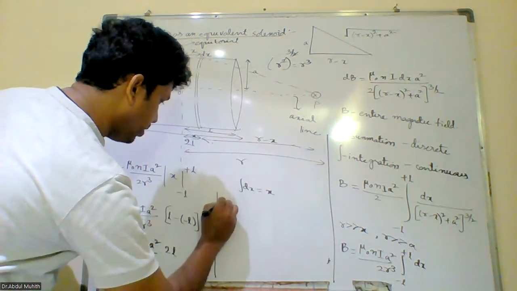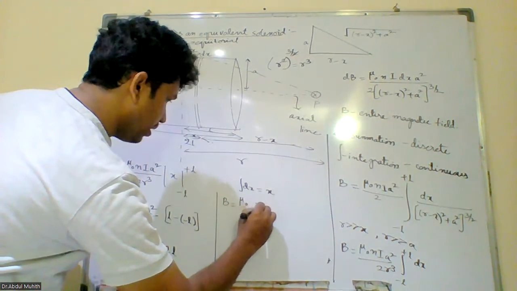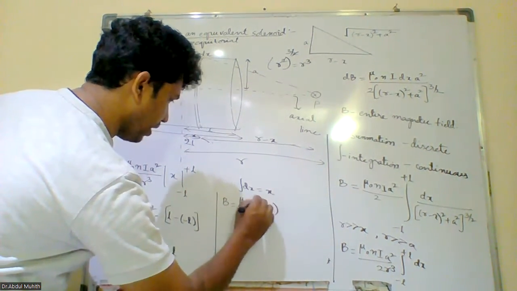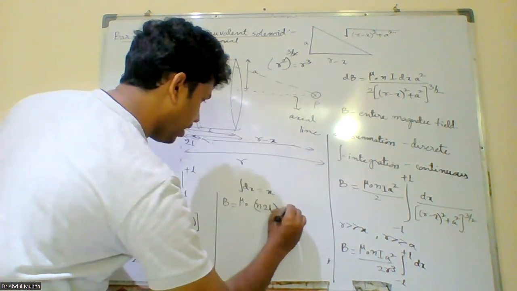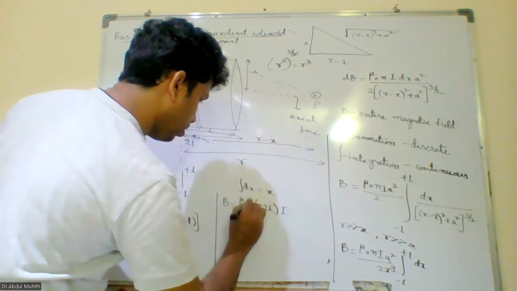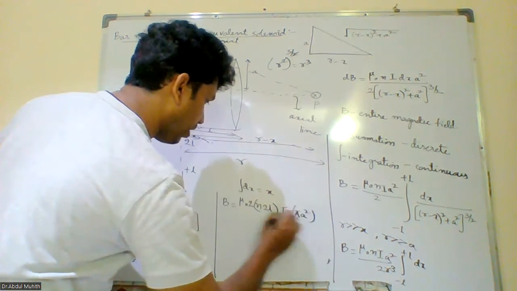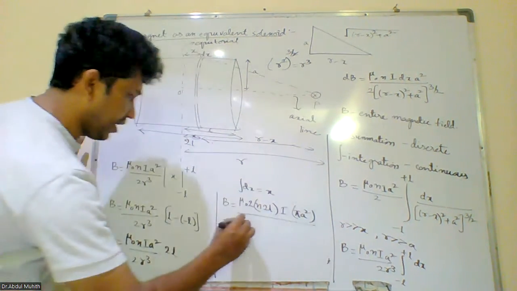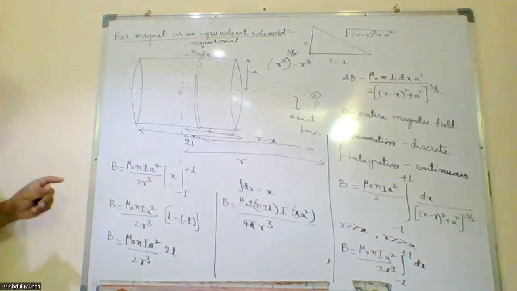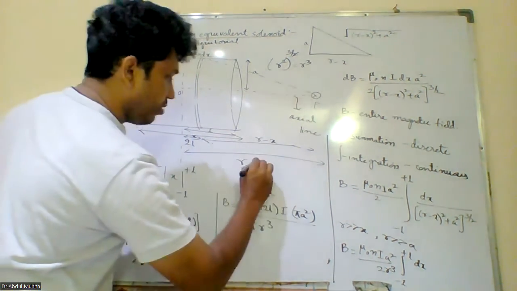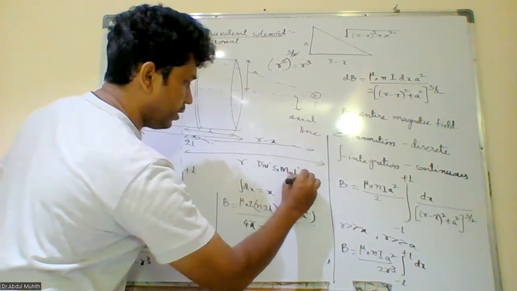So what will happen now? B is equal to mu 0 into 2L, I am putting it together, arranging that one. Then I'm multiplying by 2 here, and pi also, pi a square. So what do I have to divide with? 2 pi also I have to divide. 2 into 2 will become 4, 4 pi r cube. Is that clear? I divide and multiply by 2 pi.